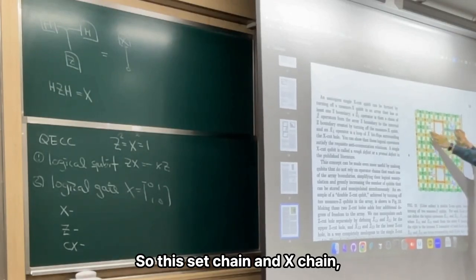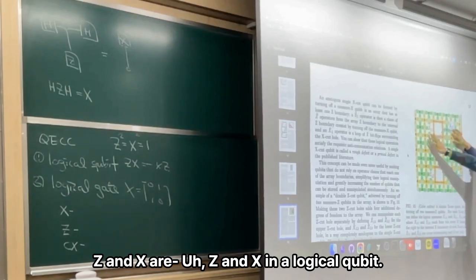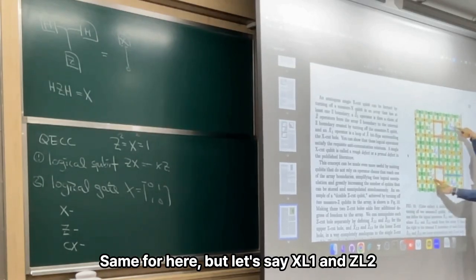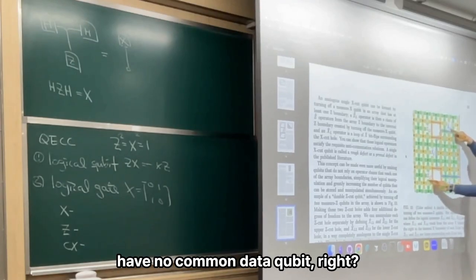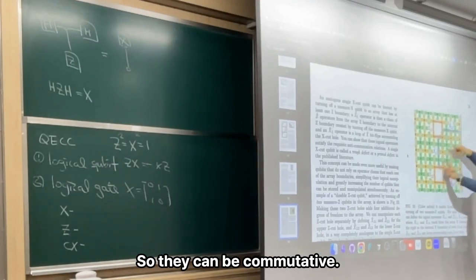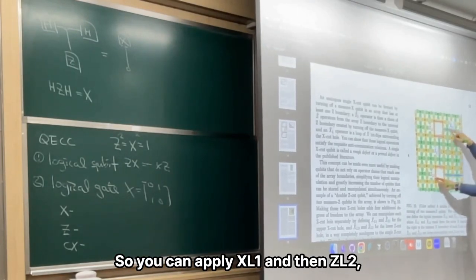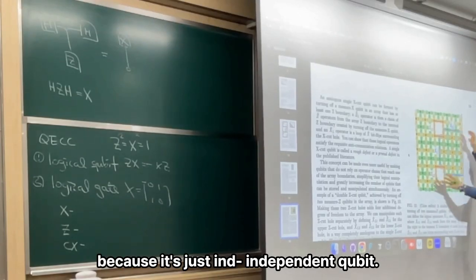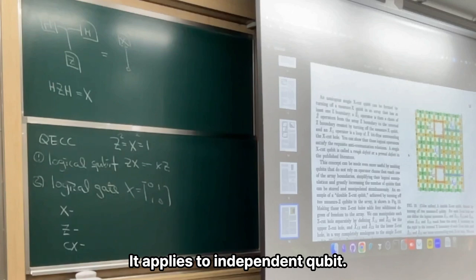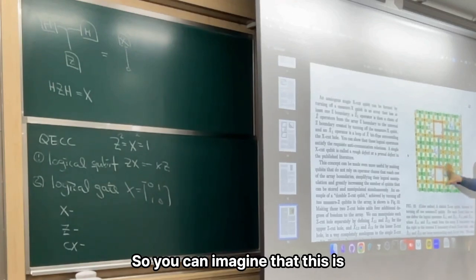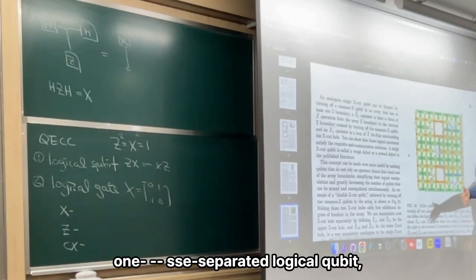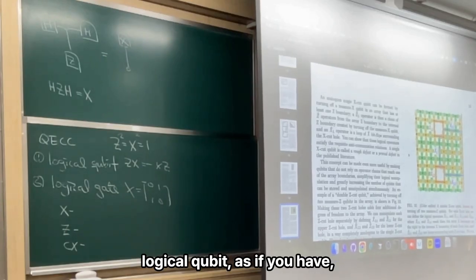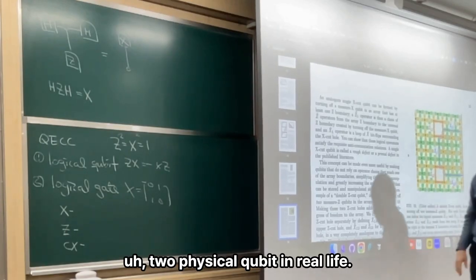So this Z chain and X chain are Z and X in a logical qubit. Same for here. But let's say XL1 and ZL2 have no common data qubit, right? So they can be commutative. You can apply XL1 and then ZL2, or ZL2 and then XL1, because it applies to independent qubits. So you can imagine that this is one separated logical qubit, and this is another separated logical qubit, as if you have two physical qubits in real life.